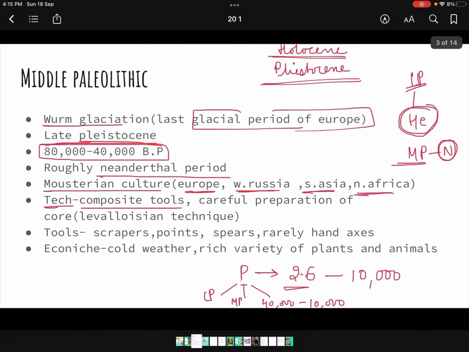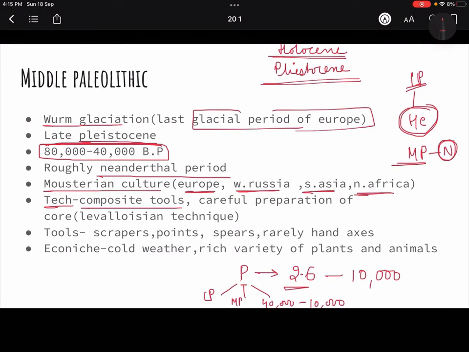So these were composite tools, and they were carefully preparing the core. I told you yesterday also, that means the flakes coming out of the tool were not being taken out crudely. They were not putting force on the stone just to take out flakes. They were putting controlled force, so that they knew the size of the flake that would come out, and they must have started to use these flakes as tools themselves, right? For small little things they were using these flakes as tools also.